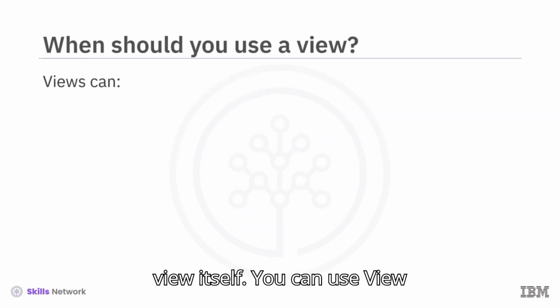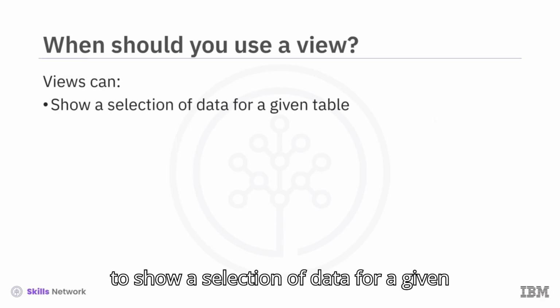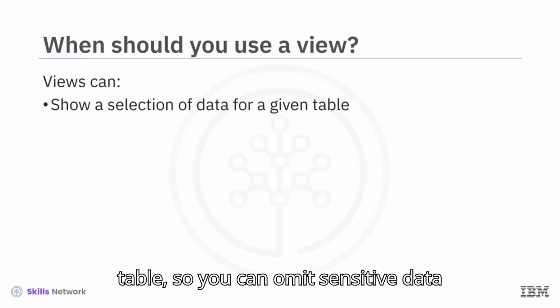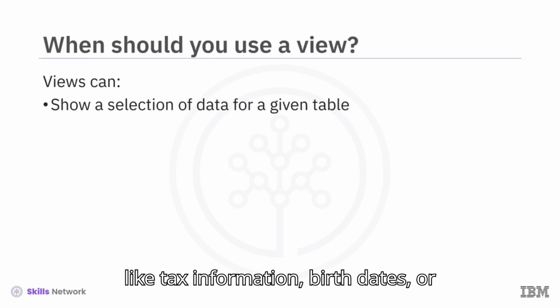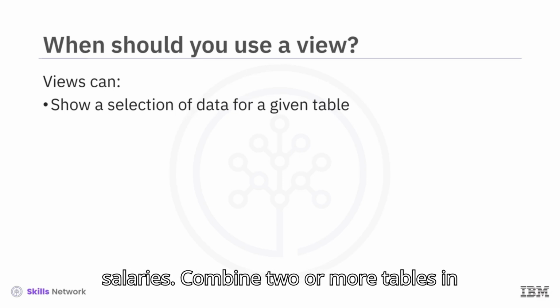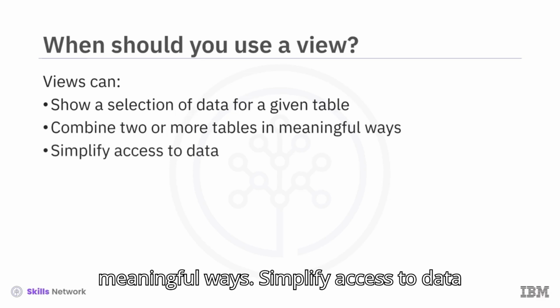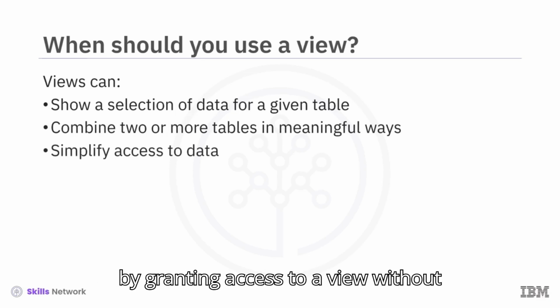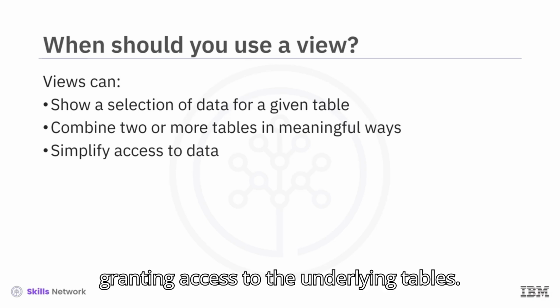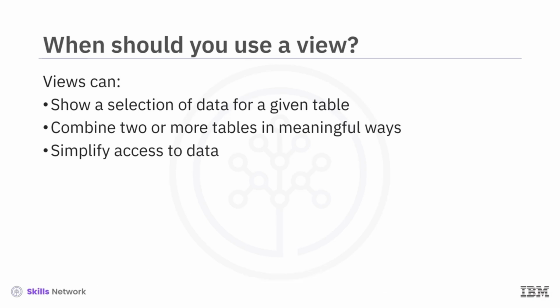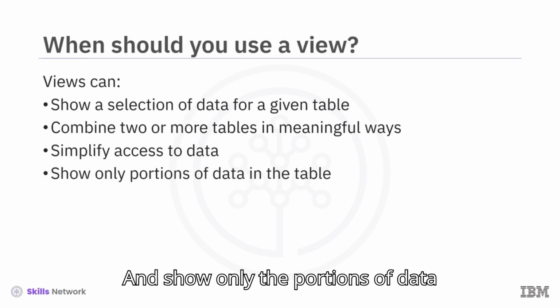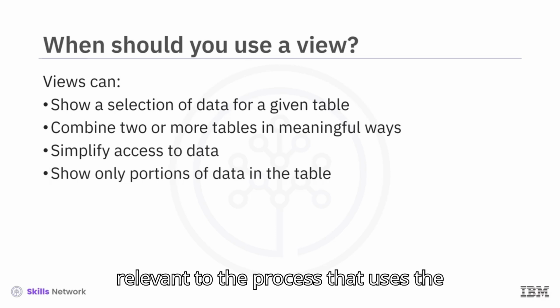You can use a view to show a selection of data for a given table, so you can omit sensitive data like tax information, birth dates, or salaries. You can also combine two or more tables in meaningful ways, and simplify access to data by granting access to a view without granting access to the underlying tables, and show only the portions of data relevant to the process that uses the view.